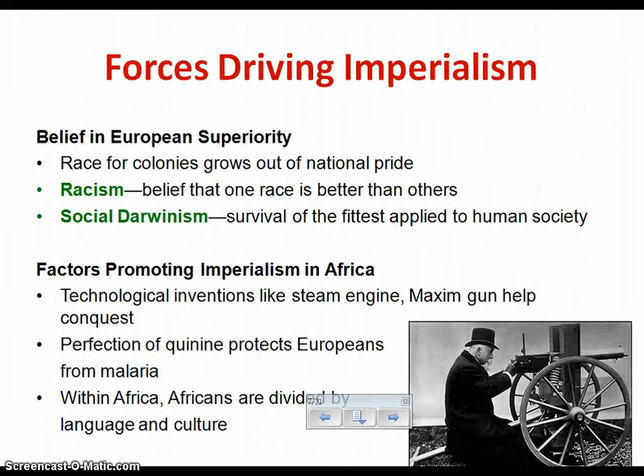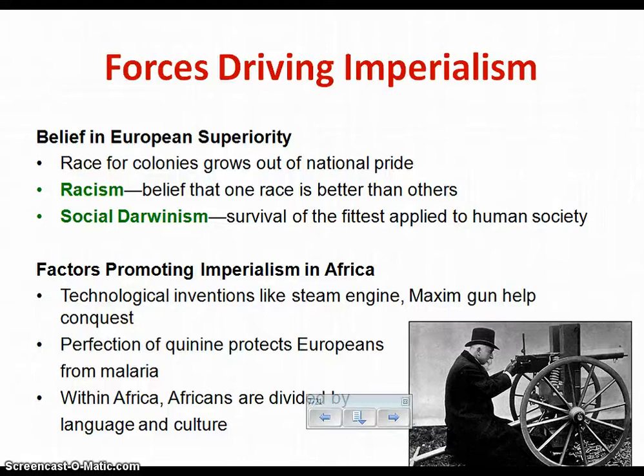Now, what the bigger question is: how is it that all of Europe can go into a whole continent and believe that they can take over and treat the people as if they're below them? Well, this is deeply rooted in European society. First of all, we have a European superiority. Now, what superiority means is basically Europe thinks they are better than everyone else.